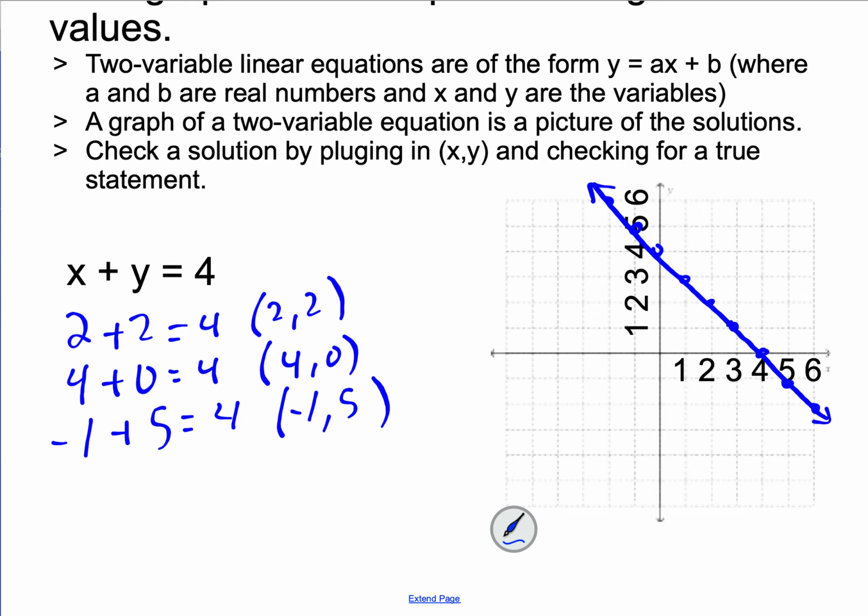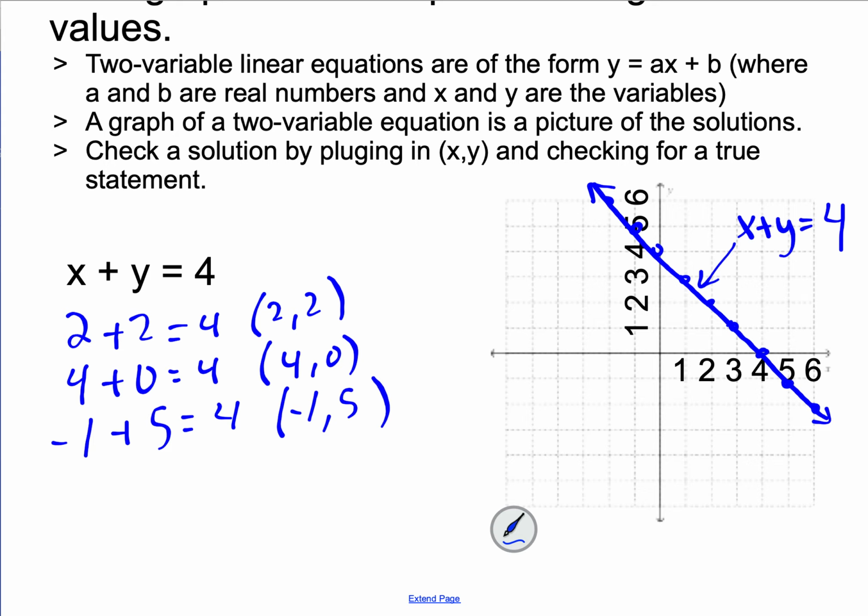Now this line is a picture of the solutions to x plus y equals 4. That's an important thing to understand. Every single point on the line makes this equation true, and every point that makes this equation true is on the line. There's an infinite number of solutions here, but they're all in a straight line.